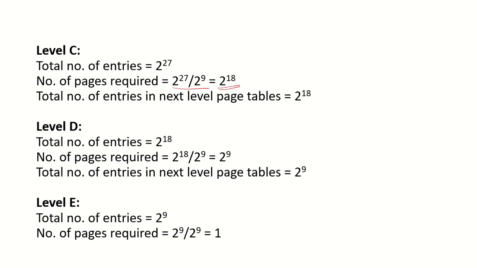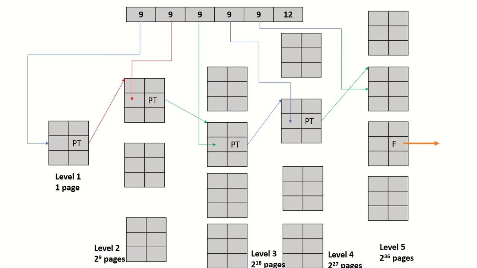That means at level D, there would be 2 to the power of 18 entries in the page table. So at level D, there are 2 to the power of 18 entries, and the number of pages required would be 2 to the power of 9. At the next level E, the total number of entries would be 2 to the power of 9 and the number of pages required would be only 1. So this is how it is going to look.